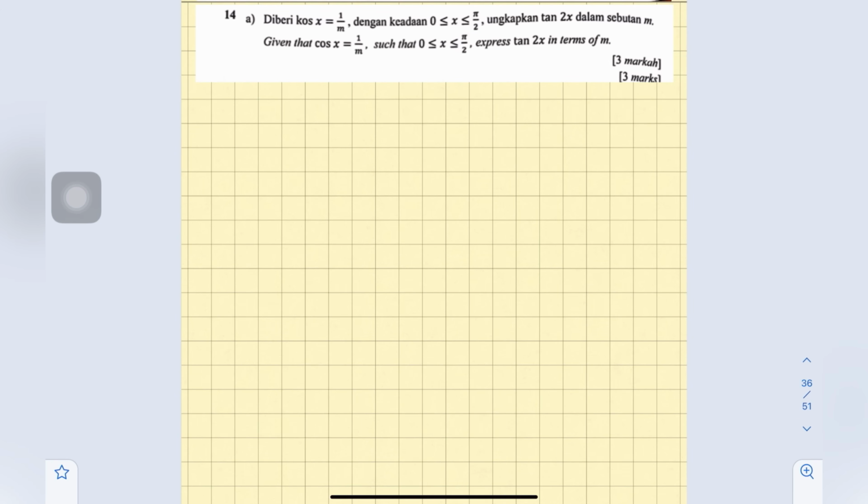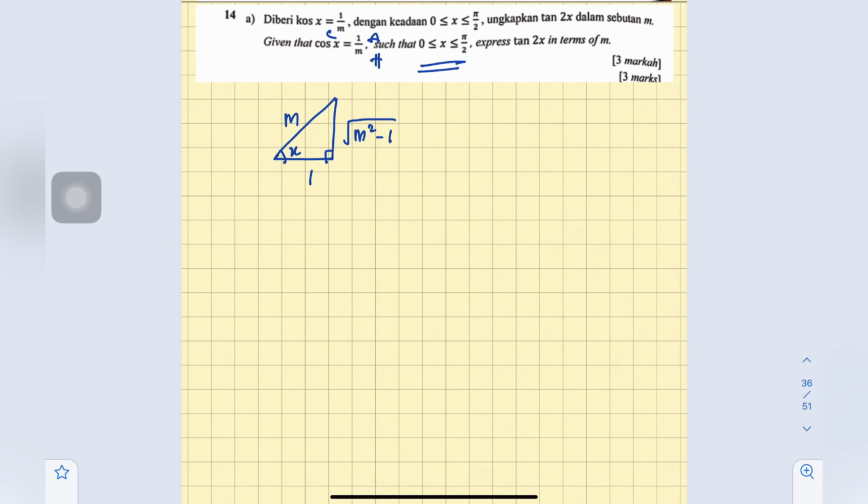Number 14a, given that cos x equals 1 over m such that x is from 0 to pi over 2, express tan 2x in terms of m. Okay, first of all, given from the question cos x equals 1 over m and x from 0 to pi over 2, in quadrant 1. So we sketch the right angle triangle. This is angle x, cos is adjacent over hypotenuse. So adjacent is 1, hypotenuse is m. So the opposite, by using Pythagoras theorem, is the square root of m squared minus 1 squared. No need to write the 1 squared.